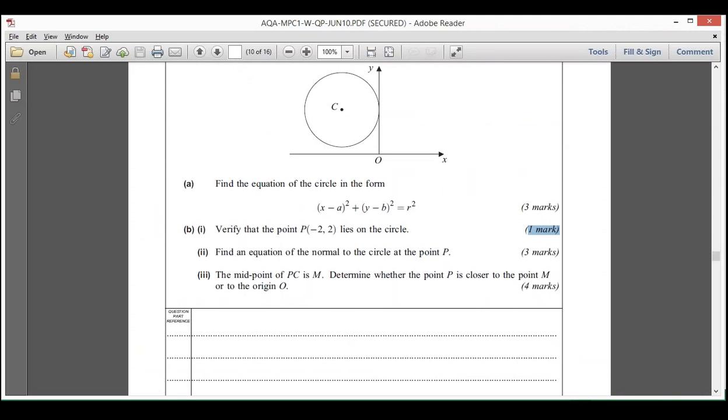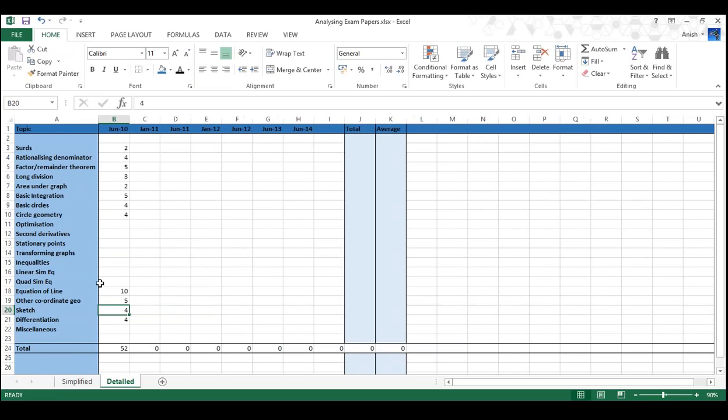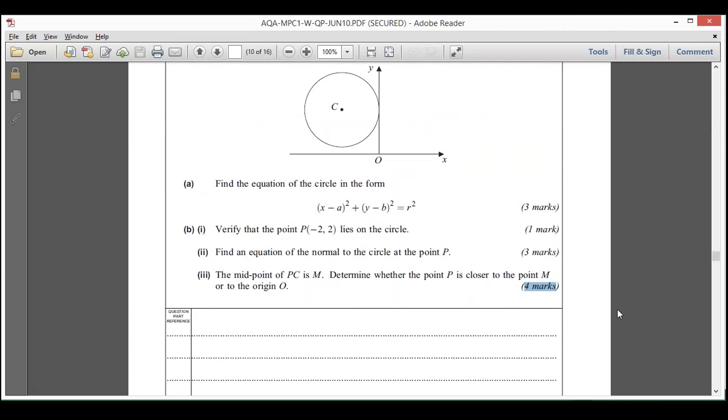And then circle geometry, I think that would be the rest of it, or find the equation of the normal. So again, I could put this into the equation of a line. Okay, and then the midpoint. So I'm going to put this under equation of a line, and I'm going to put this under circle geometry. So 3 for the equation, 4 for circle geometry, 4 there, and 3 more on this. So up to 52.